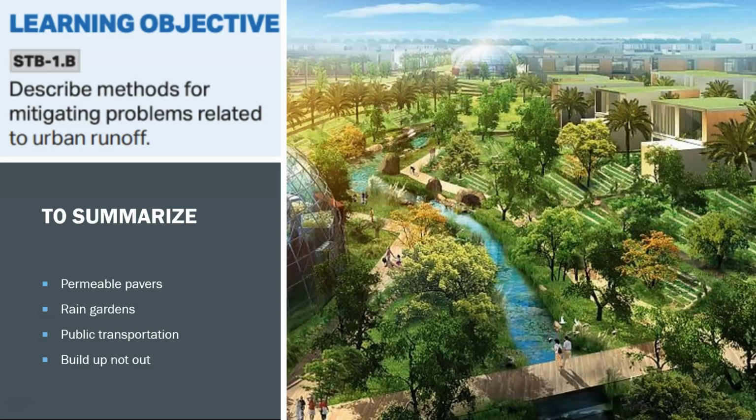Our goal was to describe methods for mitigating problems related to urban runoff. To summarize, we talked about permeable pavers, rain gardens, public transportation, and building up, not out. I wanted to include this picture. This is a rendering for a green city to be created in Dubai in 2016. I don't think they ever actually implemented it, but the idea was to include green spaces for a sense of place. Remember, to increase that cultural ecosystem service. So maybe you just like nature.